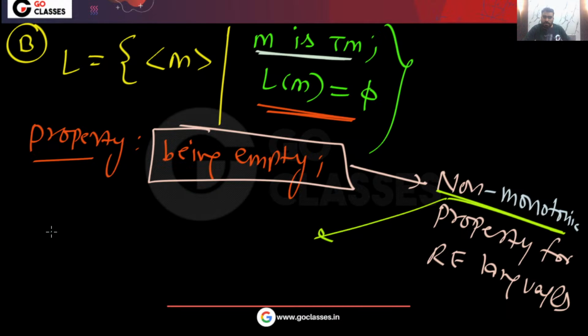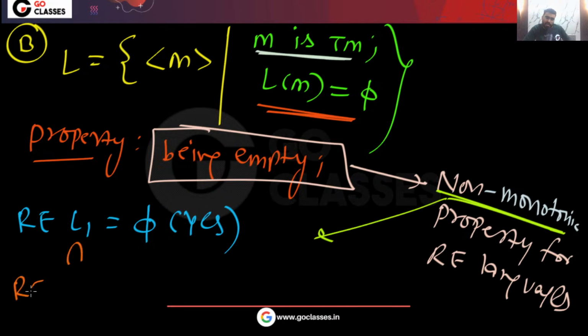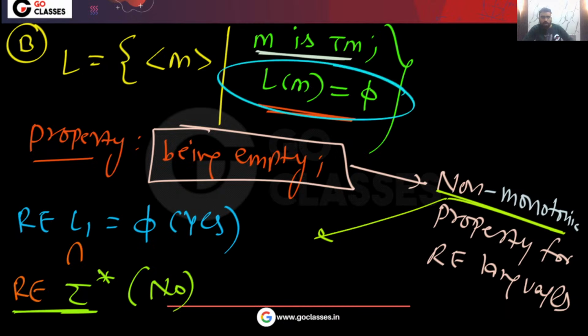Because you can easily see, I can give you an RE language which will satisfy this property. I can also give you a superset of this, a superset RE which will not satisfy this. Yes or no? I can give you a superset RE which will not satisfy this. So notice this property is a non-monotonic property.